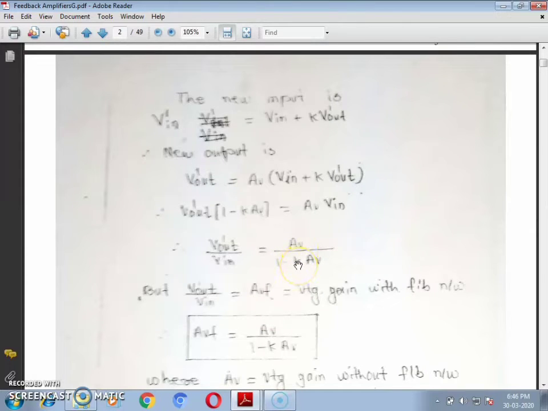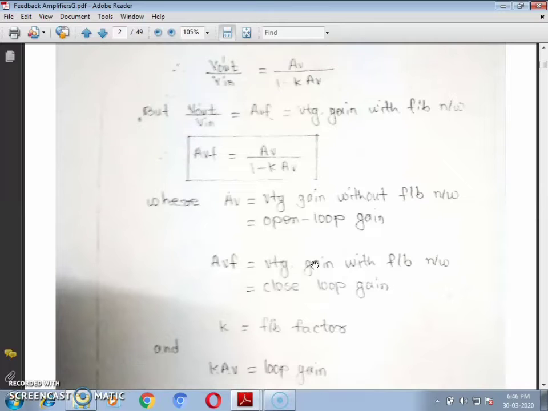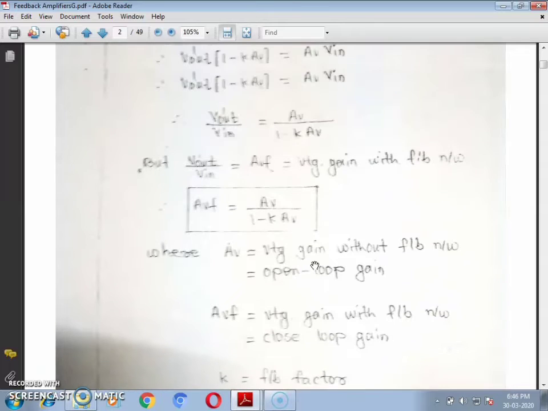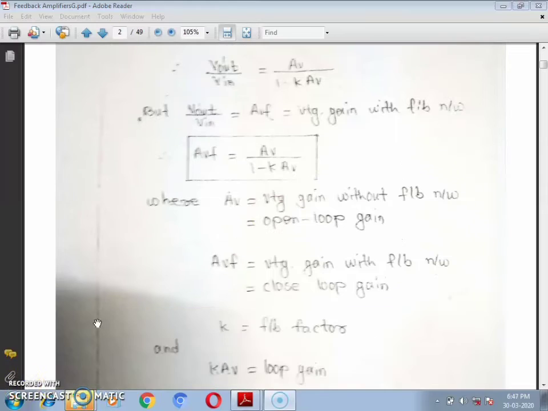K is the gain of the feedback network. The product K into AV is called the loop gain. This is the basic expression for a feedback amplifier. Finally, we have the voltage gain with feedback, AVF, equal to AV divided by 1 minus KAV. This K is the feedback network gain.